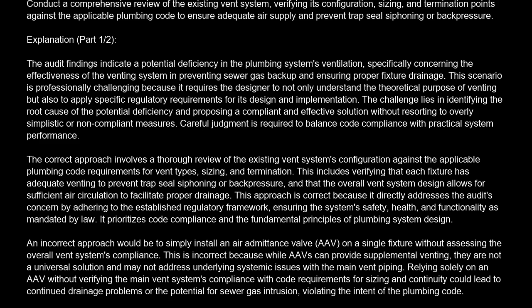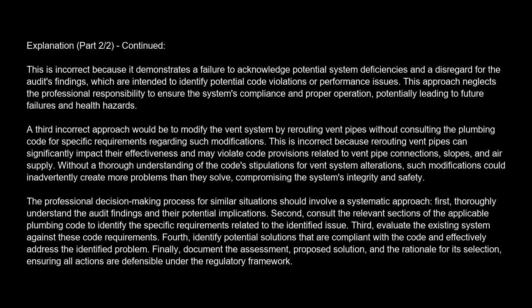Relying solely on an AAV without verifying the main vent system's compliance with code requirements for sizing and continuity could lead to continued drainage problems or the potential for sewer gas intrusion, violating the intent of the plumbing code. Another incorrect approach would be to assume that the existing vent piping is adequately sized and functioning without any further investigation, and to dismiss the audit findings. This is incorrect because it demonstrates a failure to acknowledge potential system deficiencies and a disregard for the audit's findings, which are intended to identify potential code violations or performance issues.